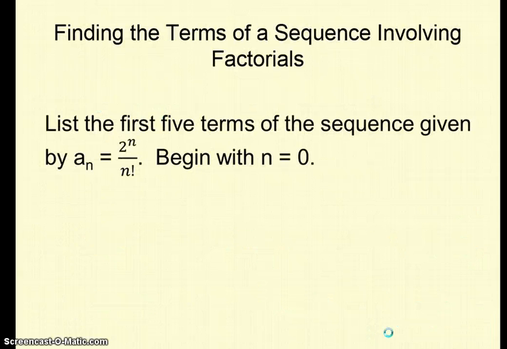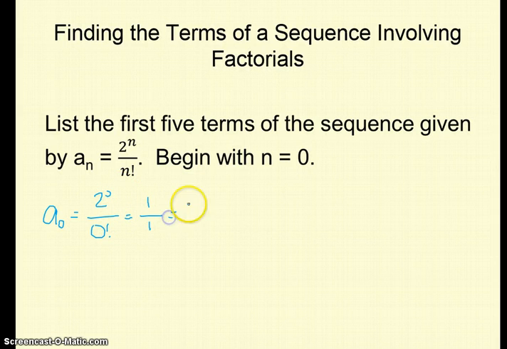Finding the terms of a sequence involving factorial. So find the first 5 terms of the sequence given by this explicit expression, beginning with n equals 0. So for a sub 0, I'm going to do 2 to the 0 over 0 factorial. 2 to the 0 is 1, 0 factorial is 1, so I have 1 as an answer.